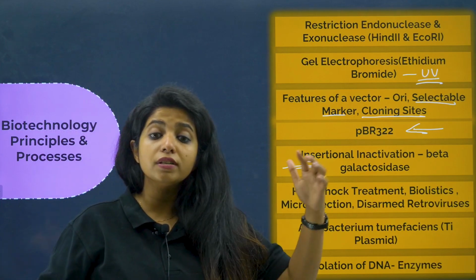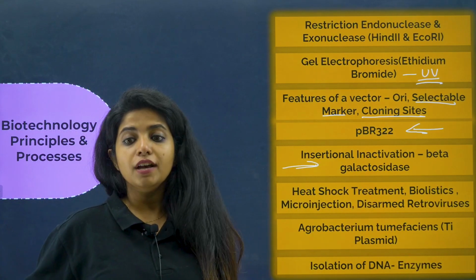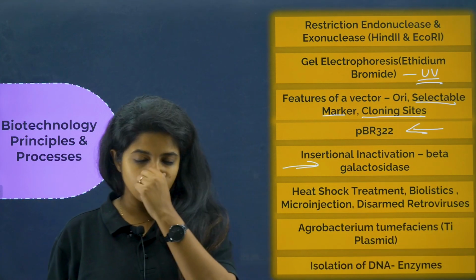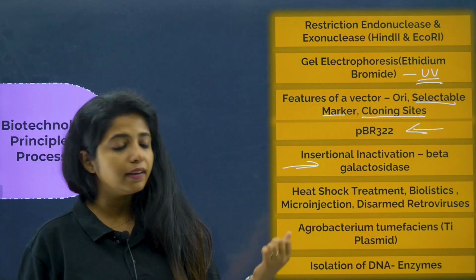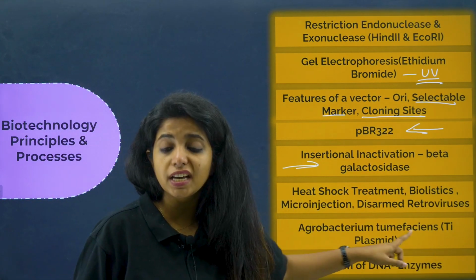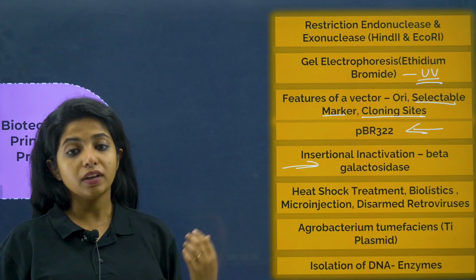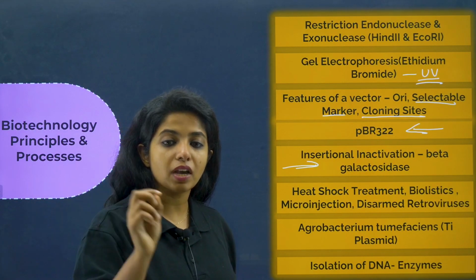So you should be knowing who is going to act like vectors and things like that. If it is vectors and if it is for animals, then it has to be disarmed retroviruses, my dear children. If it is plant, then it is Agrobacterium tumefaciens which has Ti plasmid. What is the use of Ti plasmid? It is a tumor inducing plasmid, but we have removed the tumor inducing part and we have inserted a gene of interest.